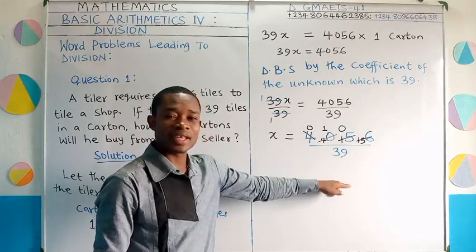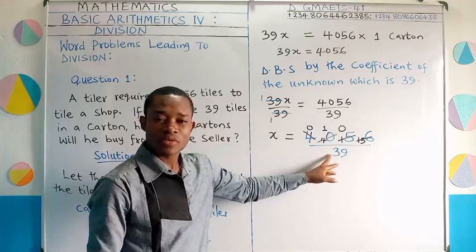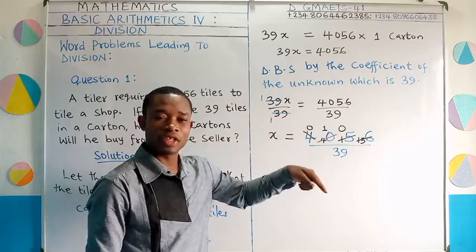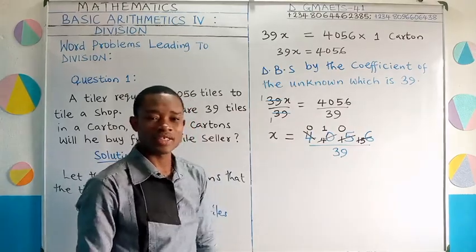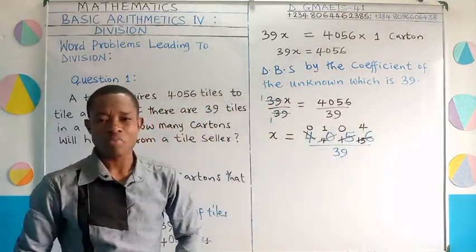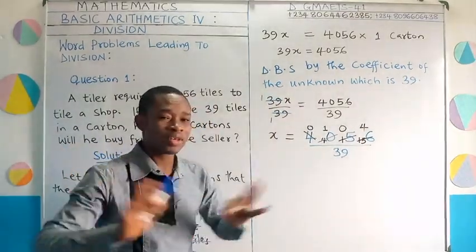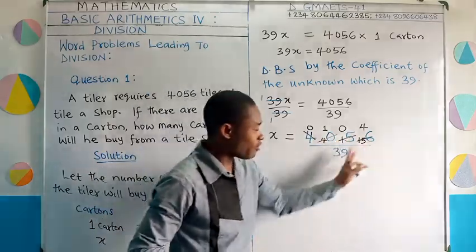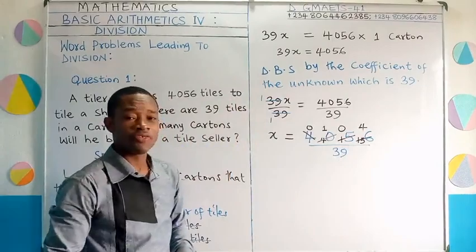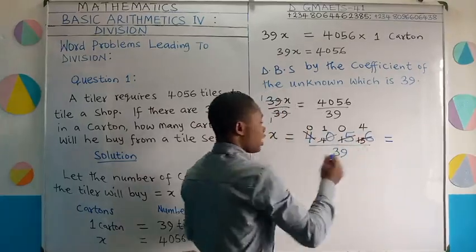If you check 4 times 39, what will it give you? 4 times 9 is 36. Write 6, carry 3. 4 times 3 will give you 12, plus the 3 you carried will give you 15. So I think this will be 4 times exactly. Yes, 4 times. I've always told you how important your multiplication is to help you out in your division. There is no remainder. 156 divided by 39 is 4 times exactly. So x is equal to 104 exactly.